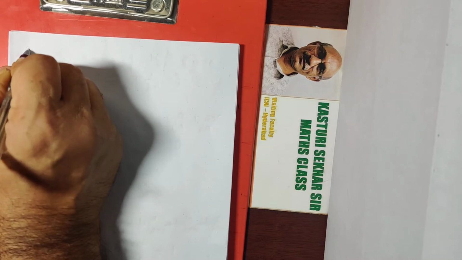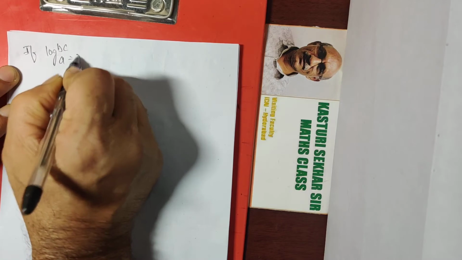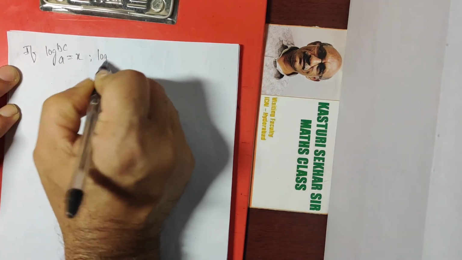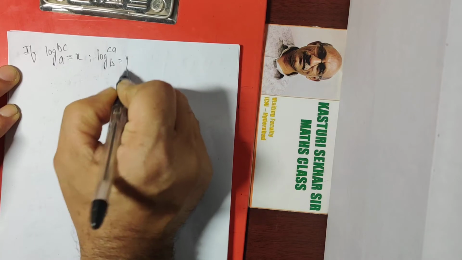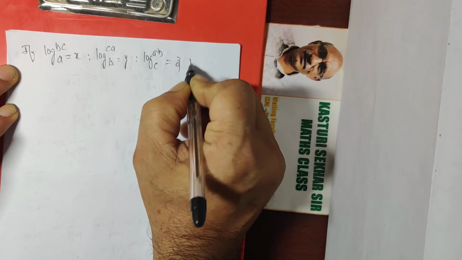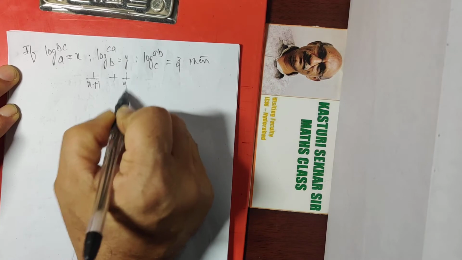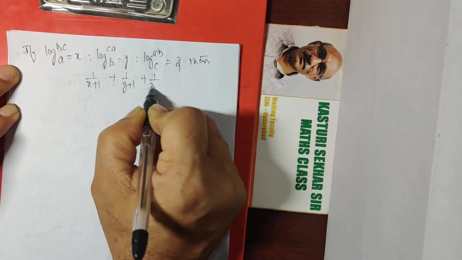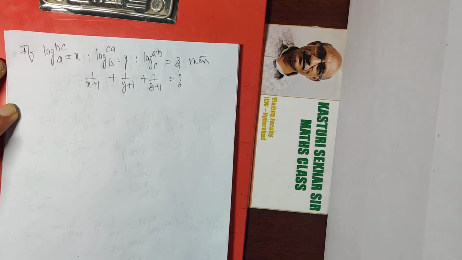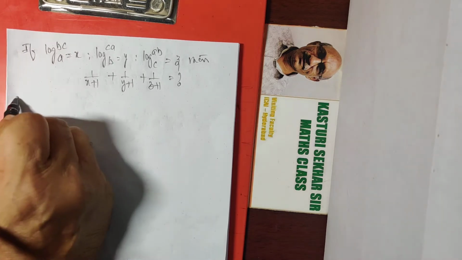My question is, if log BC to the base A is equal to x, log CA to the base B is equal to y, log AB to the base C is equal to z, then 1 by x plus 1 plus 1 by y plus 1 plus 1 by z plus 1 is equal to question mark. See the solution part of this.